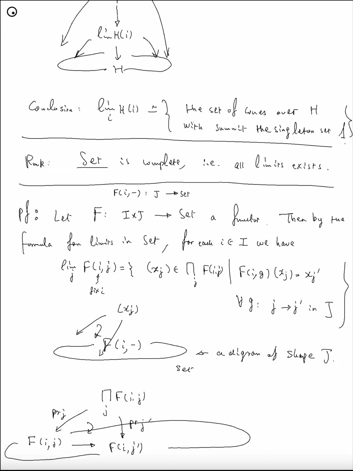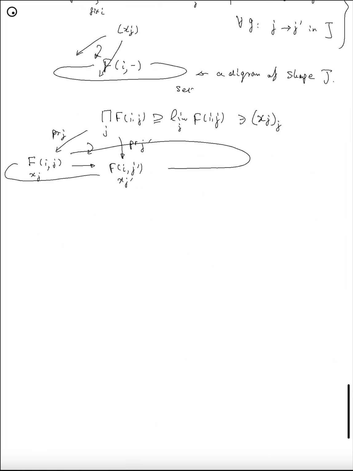Something in the diagram. You take it. So the limit is contained here. And then here you take your elements, then this is mapped to xj, here this is mapped to xj prime here, and the diagram commutes tells you that this is the condition. Okay.